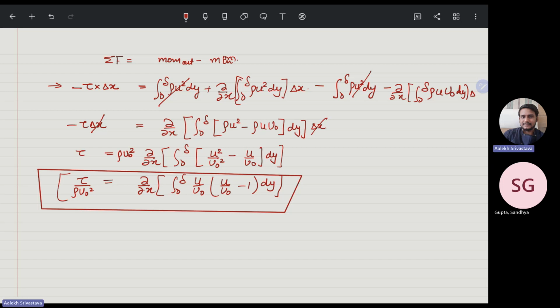And this theory can be applicable for any type of flow. Like, u is a function of y, because if we know the velocity profile, we can directly substitute in this equation, and we can get any parameters. So it is u square.